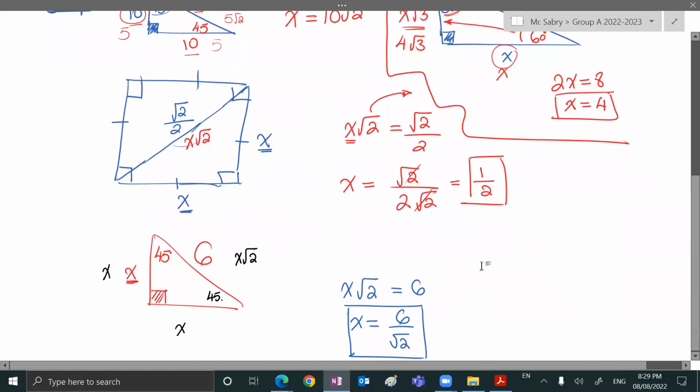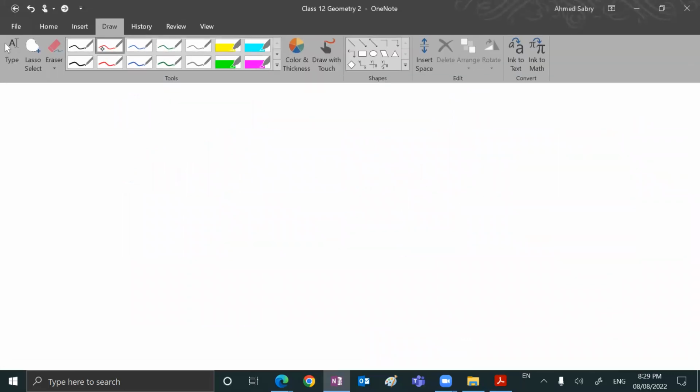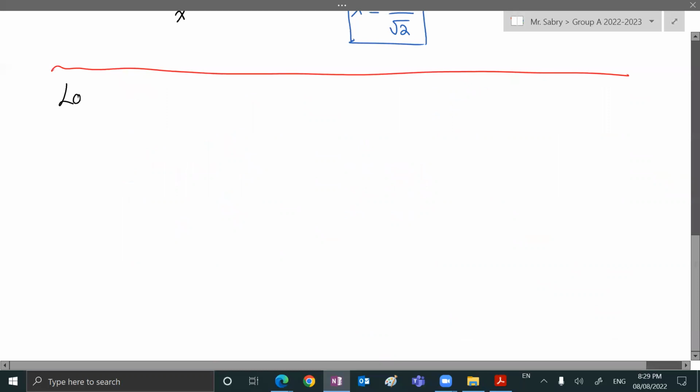So right after the special triangles, we will discuss the law of sines and the law of cosines. We'll start with the law of sines.